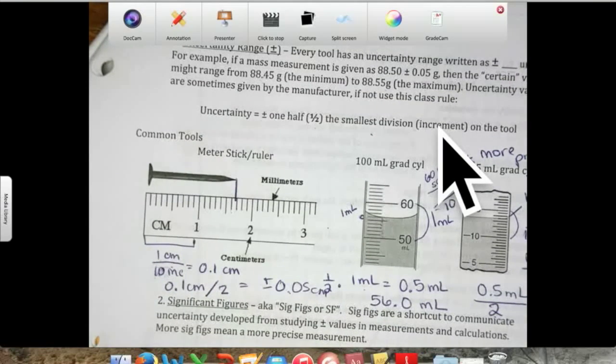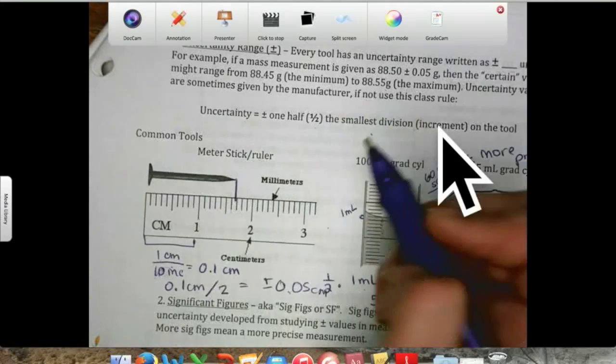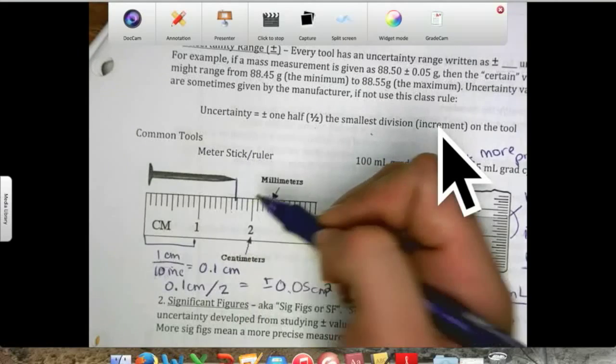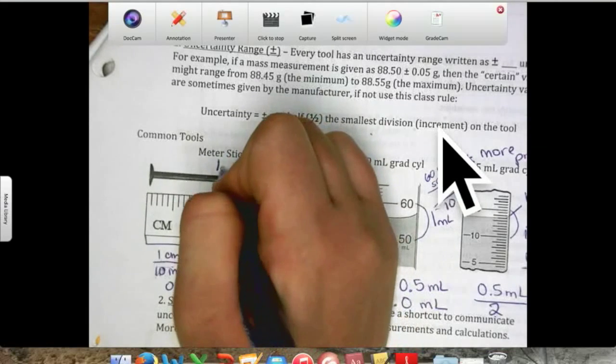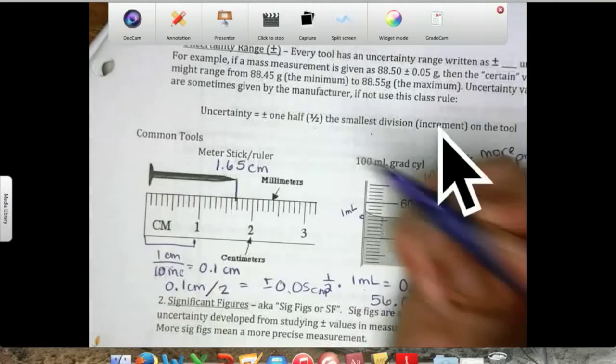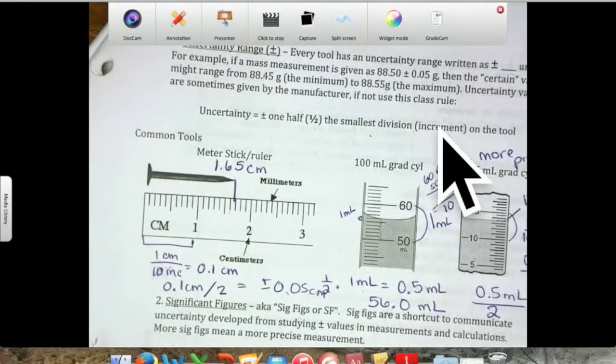So I might say I don't know this number quite well enough to get to 1.70. I might say that it's 1.65 centimeters. And this number is not going to change. So all of these lead us to significant figures.